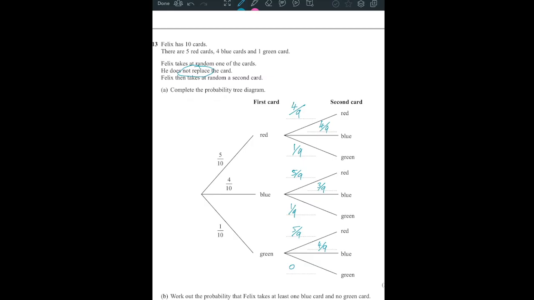A good thing to check is that at every split, your probabilities add up to a whole, basically add up to 9 out of 9, which indeed each of those splits do.